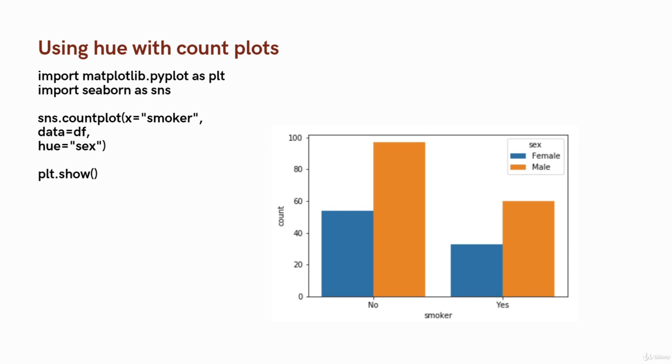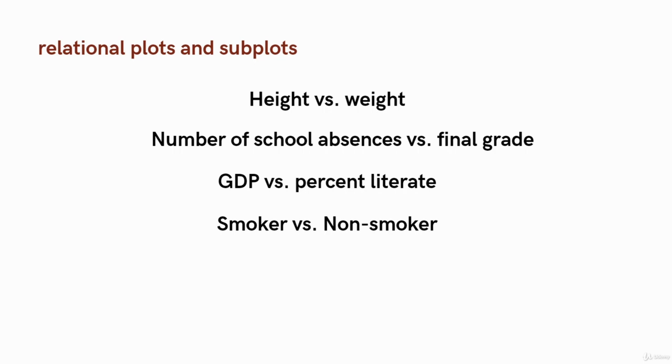Now, the next very significant topic which you need to understand in the Seaborn library is what is known as relational plots and the subplots. Relational plots simply means plots which describe the relationship between two variables. For example, if you are drawing a plot between height and weight, then the relational plot will explain the movement of both the variables with each other.